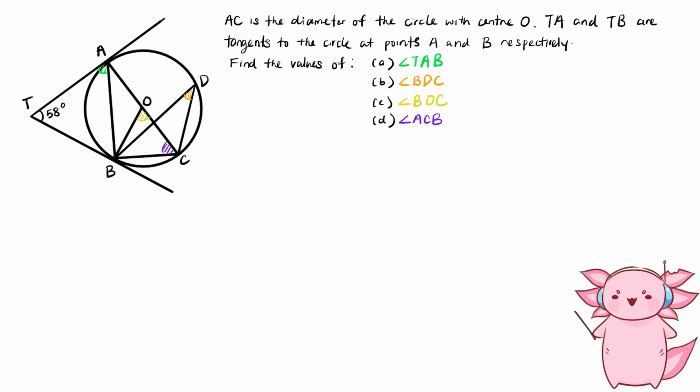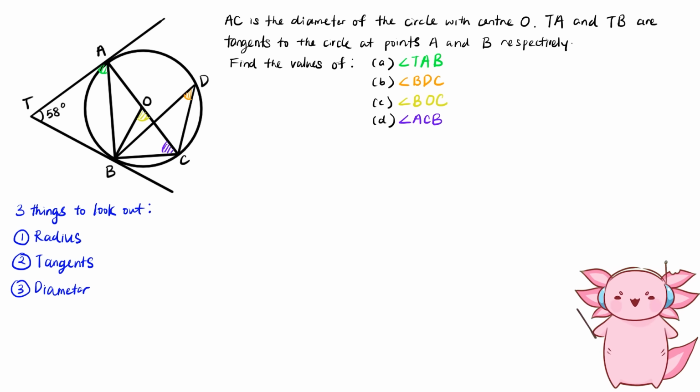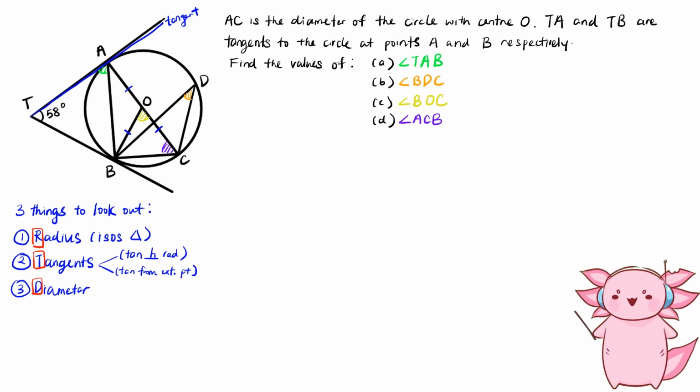Now, for any long circle properties question like this, I usually look for 3 things at the start: radius, tangents, and diameter, which I call my RTD method. So, first, let's look for the radius. So these two are equal and form an isosceles triangle. Next, for the tangents, this tangent here is perpendicular to the radius, and these two tangents are from external points, so these two lengths are the same.